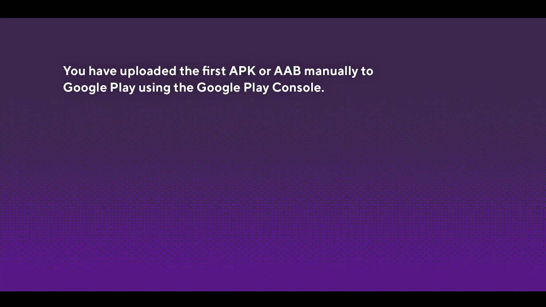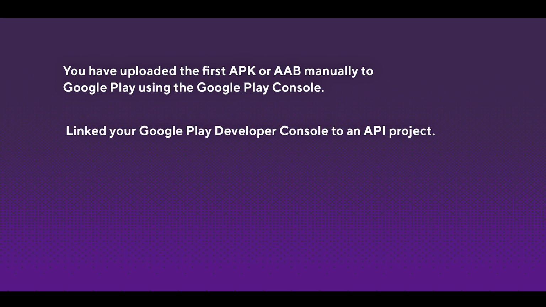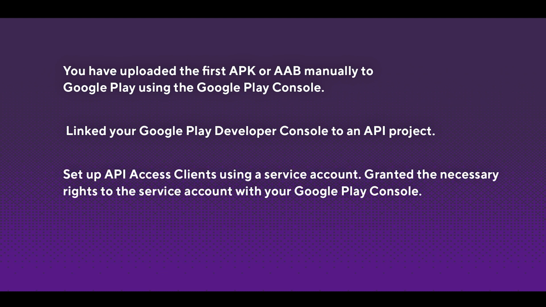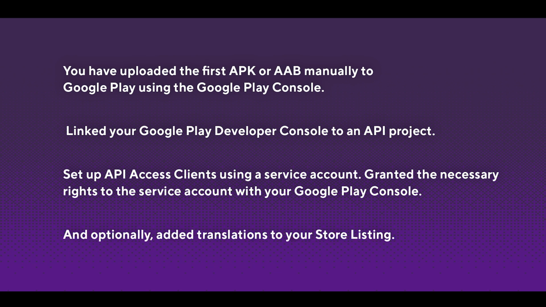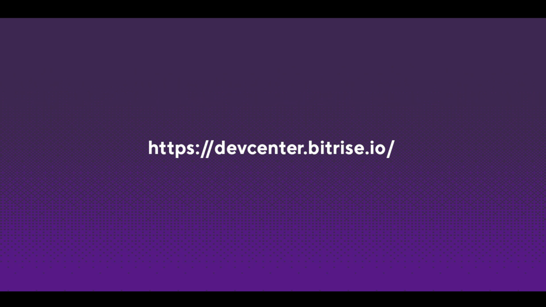Check that you have uploaded the first APK or AAB manually to Google Play using the Google Play console. Check that you've linked your Google Play Developer Console to the API project. Check that you've set up your API access clients using a service account and that you've granted the necessary rights to the service account with your Google Play console. And optionally, added translations to your store listing. If you wish to read up more on these, please head over to our Dev Center guide.